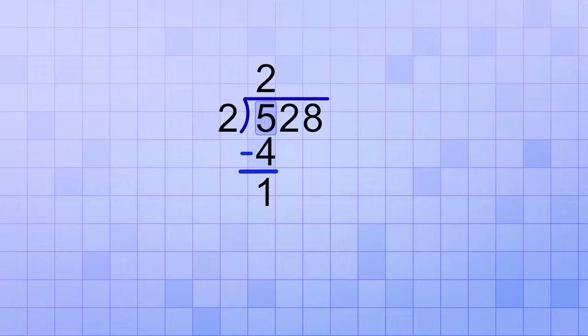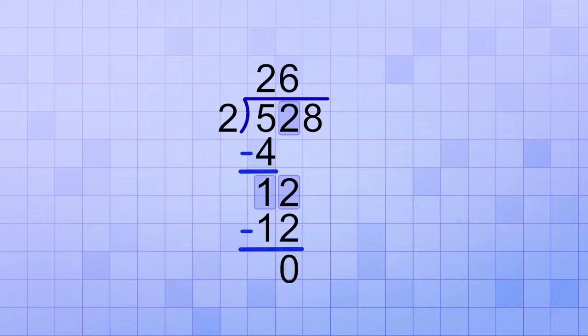a remainder of 1. Now we move to our next digit, and we need to bring down a copy of it to combine with the remainder from the first digit. Then we ask, how many 2's will make 12? That's easy, 6. So we put 6 as the next digit of our answer. 2 times 6 equals 12, and 12 minus 12 leaves no remainder.